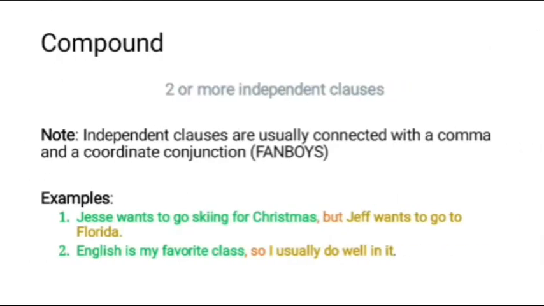Compound. Jeez wants to go skiing for Christmas, but Jeff wants to go to Florida. English is my favorite class, so I usually do well in it. So I have used but and so for these 2 sentences. Independent clauses are normally connected with a comma and a coordinating conjunction, especially and, but, so, or.